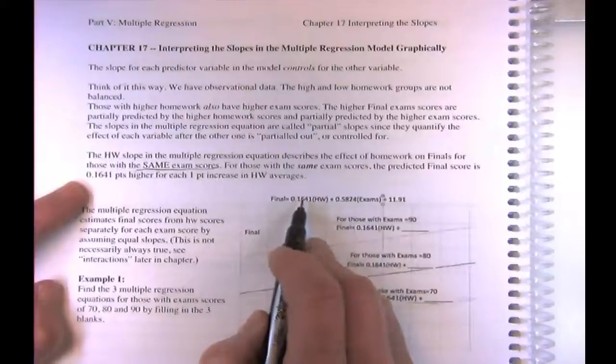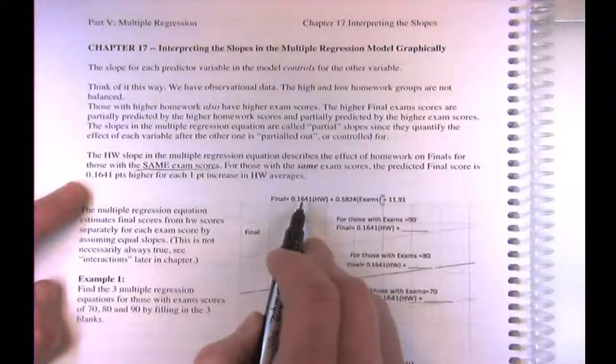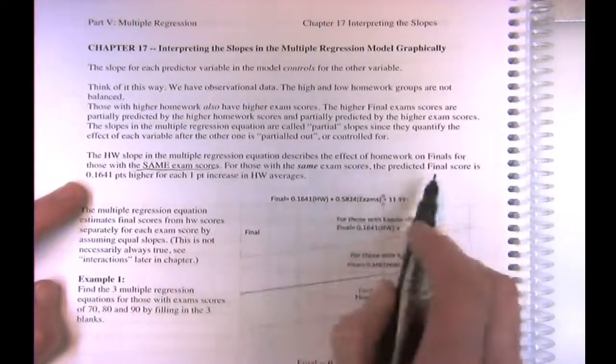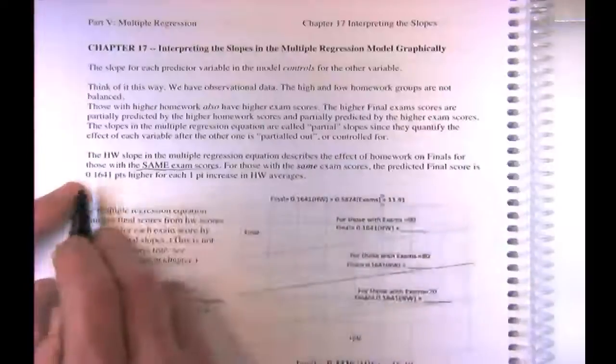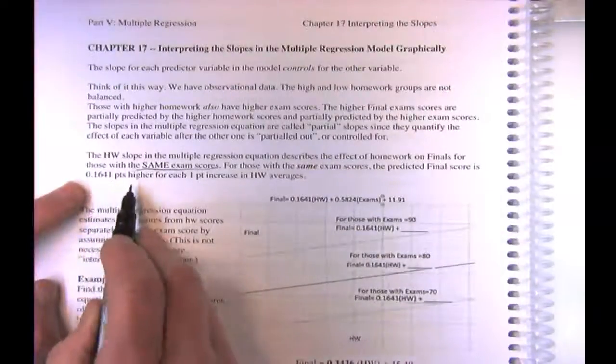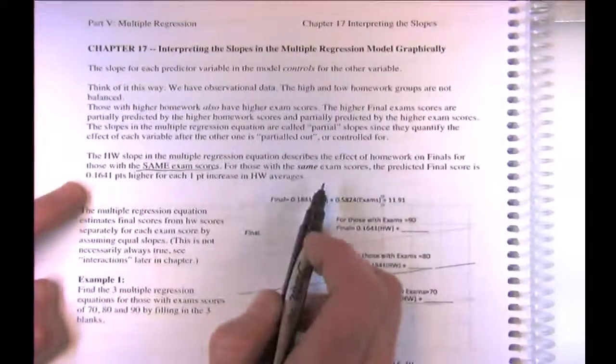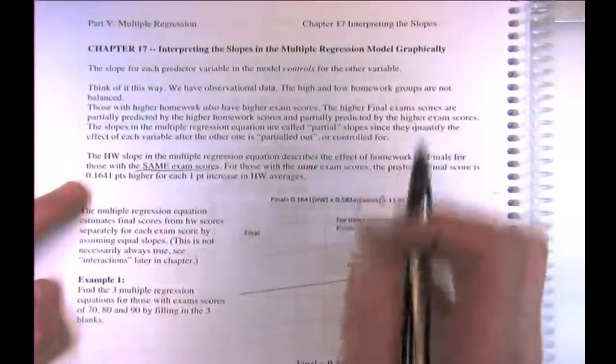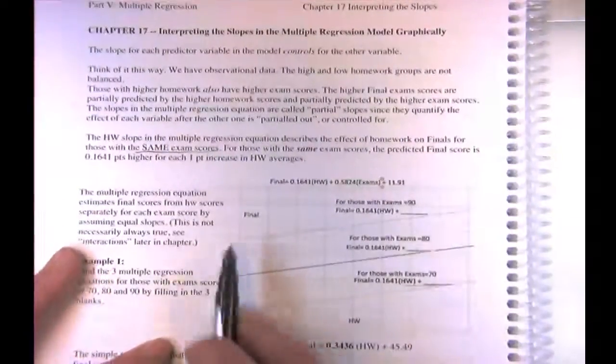This slope says that if you have all the same exam scores, for those who have 90, the predicted final score is 0.1641 points higher for each 1 point increase in homework average. And here's how you can see that.